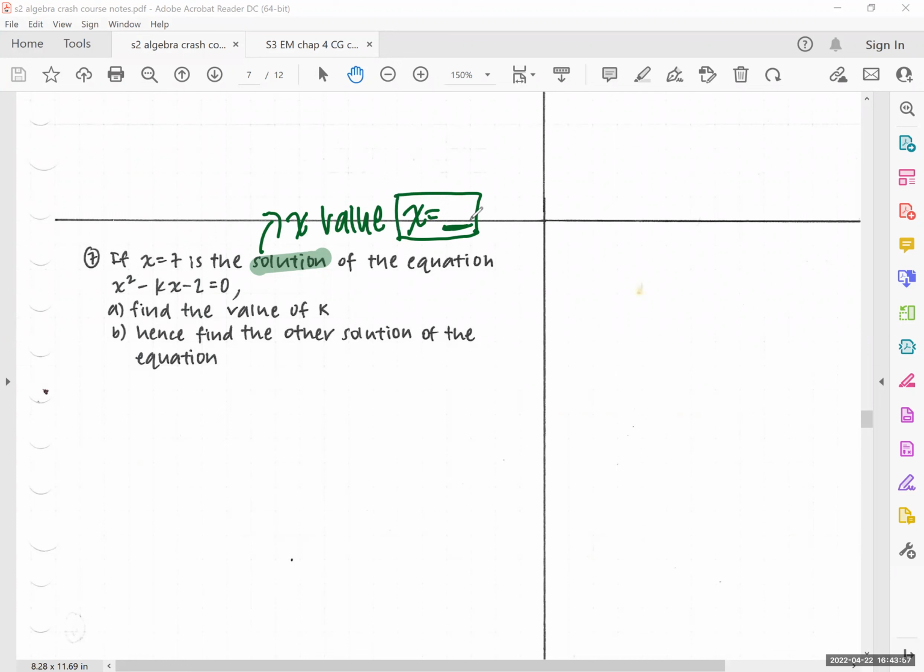So they tell you that X equal to 7 is one of the solutions in the equation. And hence, can you see that they want you to find K? K means the one in pink, isn't it? So naturally, what will you do? If K is the unknown you need to find, and they tell you that X is equal to 7, what will you do with that information that they tell you?